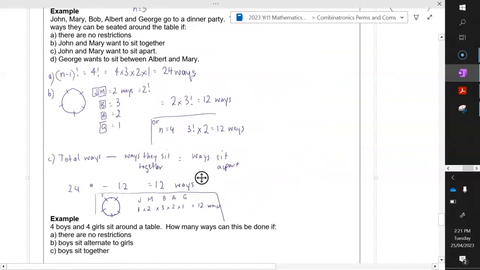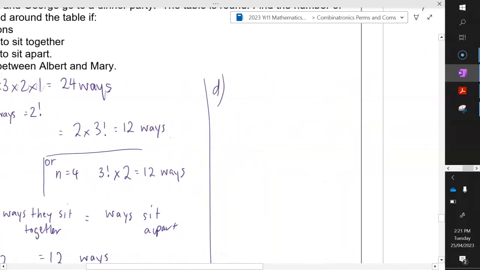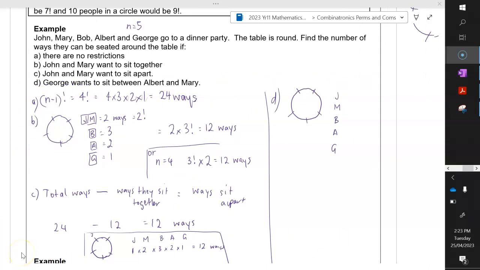Okay, part D, a little bit more tricky. Part D says, George wants to sit between Albert and Mary. Let's draw ourselves another diagram. So what we want to do is, I might just reorganize these letters over to the side here. So George wants to sit between Mary and Albert.